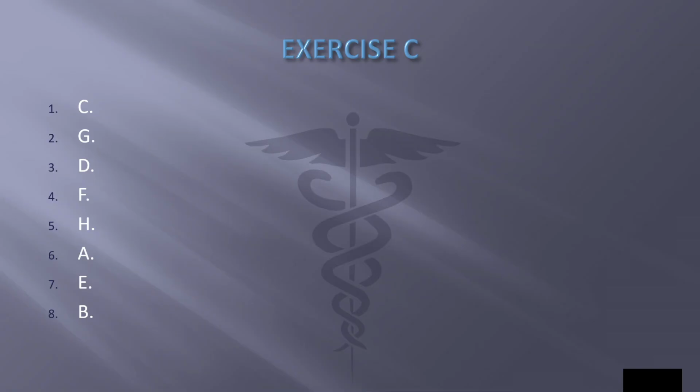Oro is H, ear. Ophthalmo is A, eye. Unguo is E, nail. And pilo is B, hair.